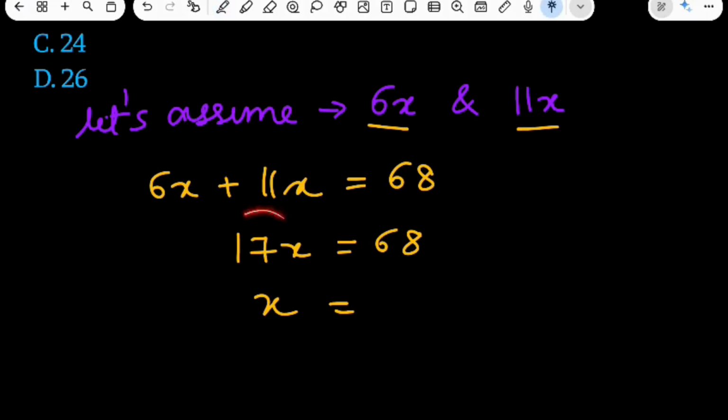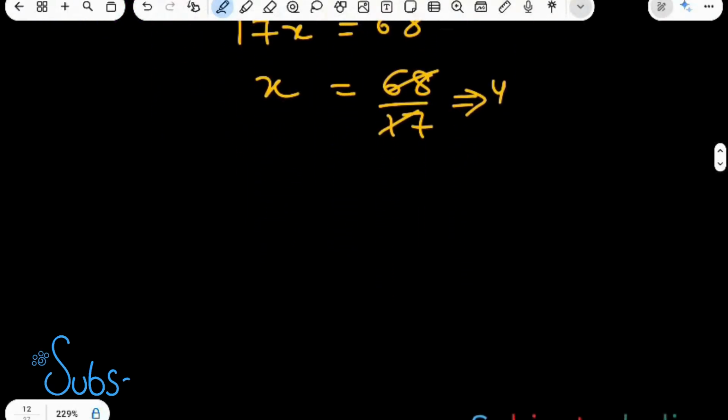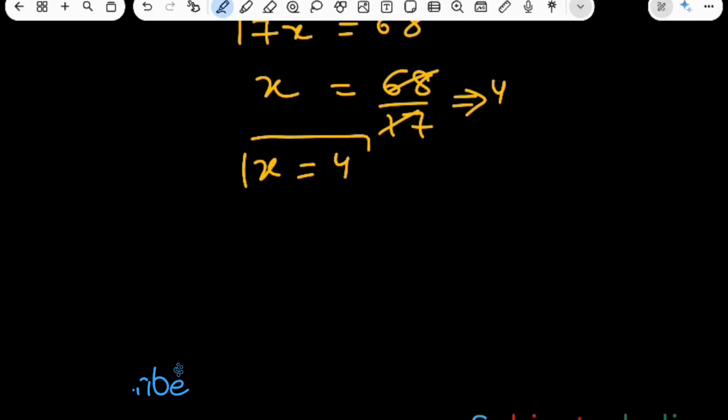So if we see, this is basically getting multiplied. So this 17 will get divided here and we will get the response as 68 divided by 17. Right, students? Now if you keep dividing it, we will get the response as 4. Now x is equal to 4. We are getting the value of x as 4. So we can simply write x is equal to 4.